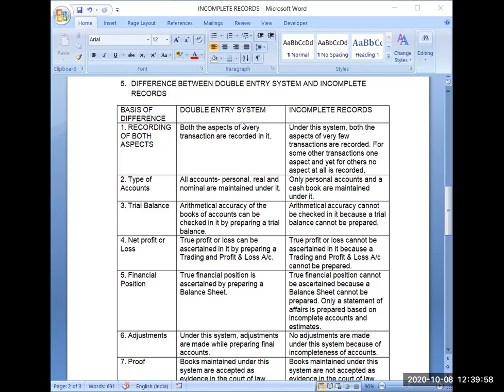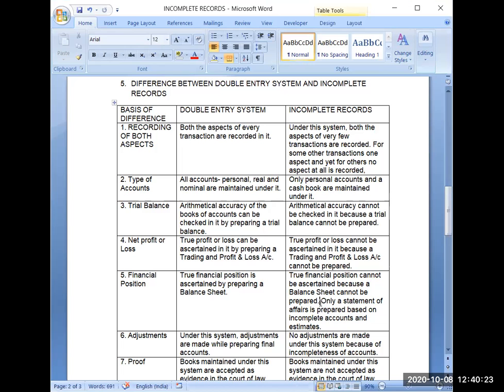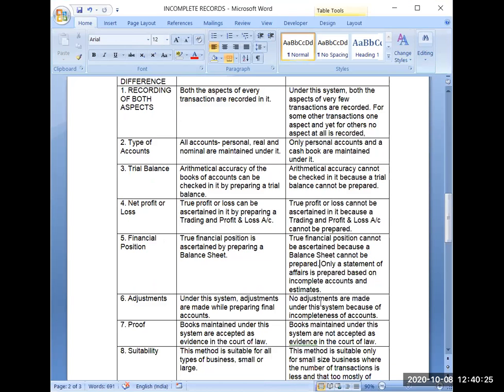But in incomplete records, even if you are preparing a balance sheet somehow, that balance sheet will be based on some estimates. It will not be presenting in any manner corrected or verified figures. So no one can rely on that. Because you are not able to prepare a proper balance sheet and we are writing just estimates of our assets and liabilities in that balance sheet, that's why it is not technically called a balance sheet, it is called a statement of affairs.